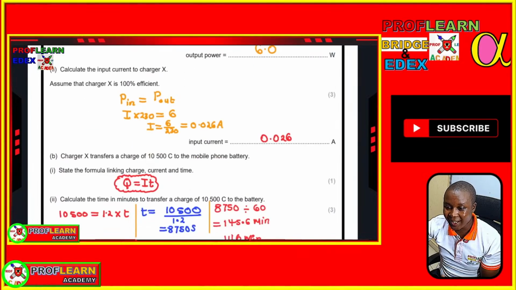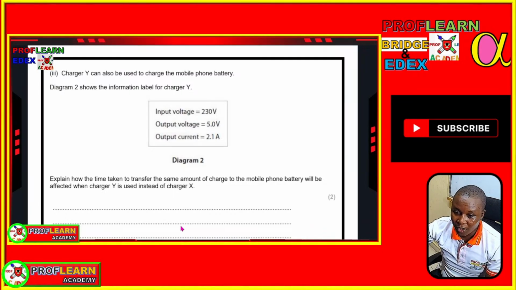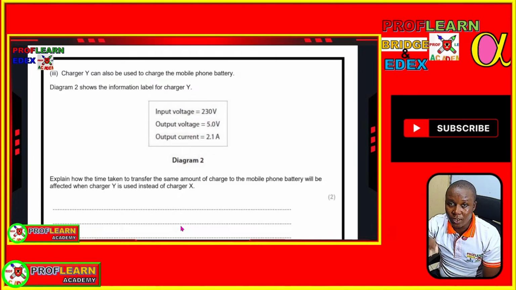So it should be 140, so you don't even have to repeat writing the units because they are already written. And then we have charger Y, which can also be used to charge a mobile phone. The diagram. So we were having charger X, and you can see the different specifications. Explain how the time taken to transfer the same amount of charge is going to be affected.